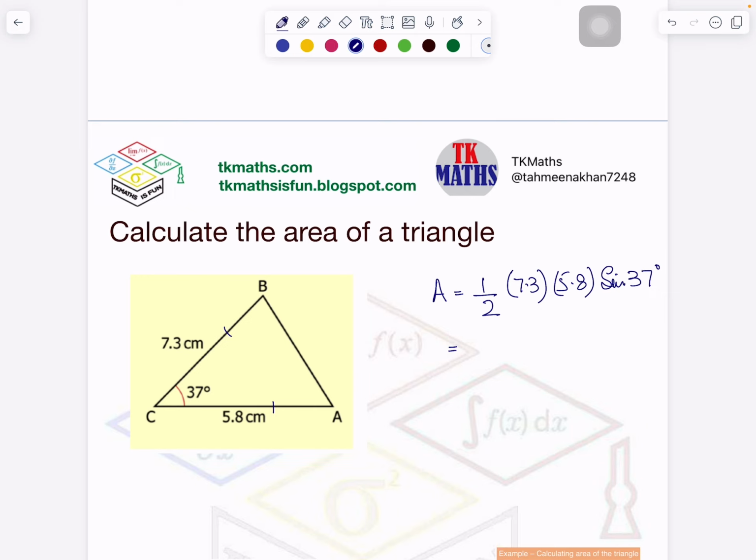Sine of 37, right? So I got the answer here. By the way, make sure that your angle is in which mode? Degree mode, right? Because when you use a calculator in higher classes, sometimes the calculator is in the degree mode or sometimes in the radian mode. So you have to ensure that it is in the degree mode in this case. So half into 7.3 into 5.8 into sine of 37. So I got here area 12.74, right?